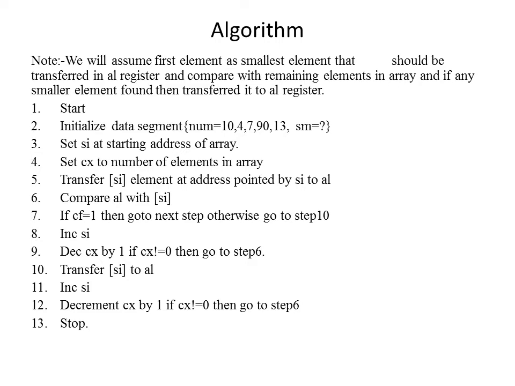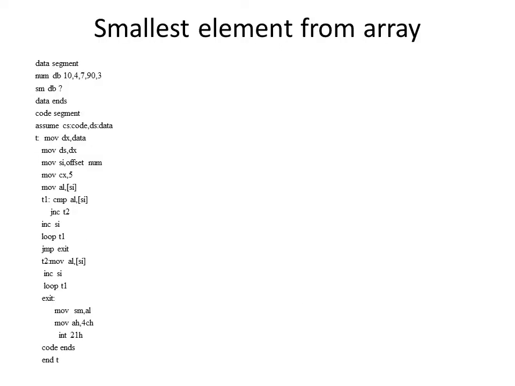So either step number 8, 9 will perform, or step number 10, 11, 12 will perform, depending on the condition of the carry flag. If the carry flag is set, just need to increment SI, decrement CX. If the carry flag is not set, then transfer the content stored at SI to AL, increment SI, decrement CX by 1. That's it. So we'll see the program.